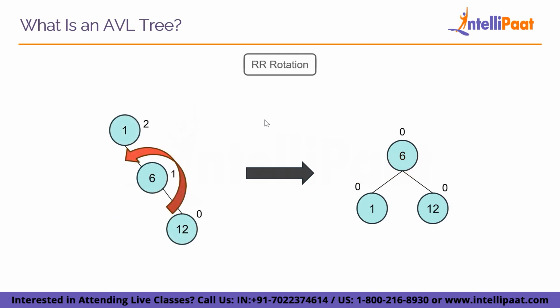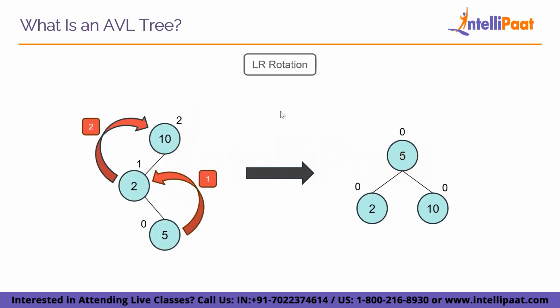Similarly, RR rotation is kind of a mirror image of LL rotation. In this, again this one is having 2 as its balance factor because there is no left subtree, but there are 2 levels on the right subtree. So in order to make it balanced, this one will become the child of 6 and 6 will become the parent, resulting in 0 balance of all the nodes.